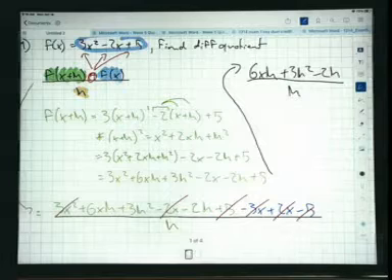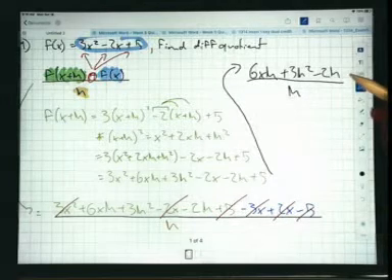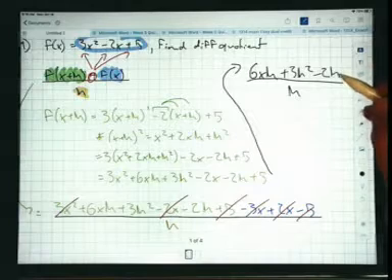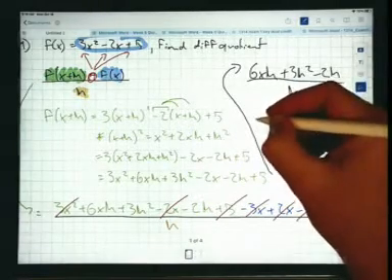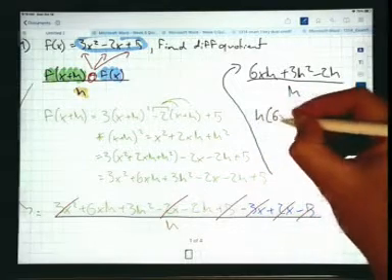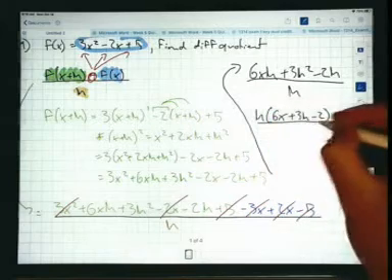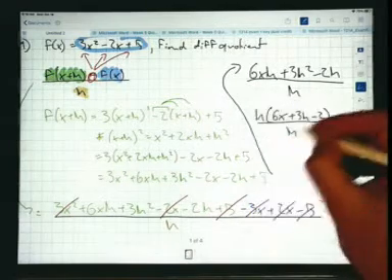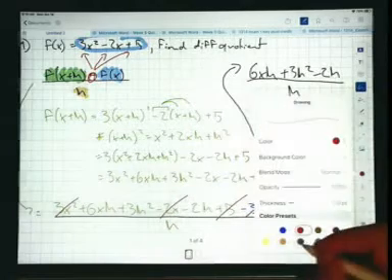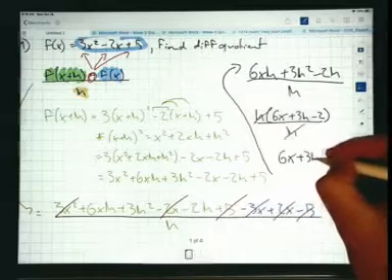Every single term has an h in it, and those h's will cancel out with the h in your denominator. The reason being, you can factor out an h, which leaves you with 6x plus 3h minus 2, all over h. The h's cancel out, leaving you with 6x plus 3h minus 2.